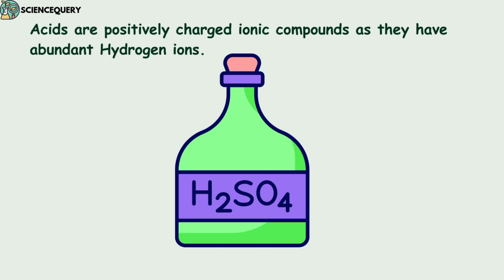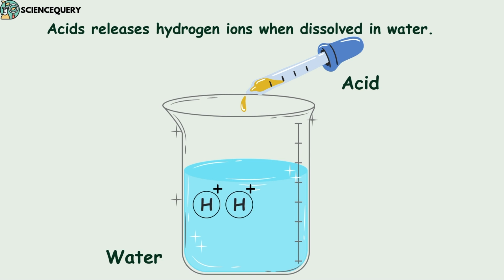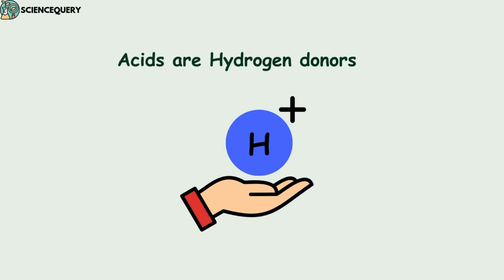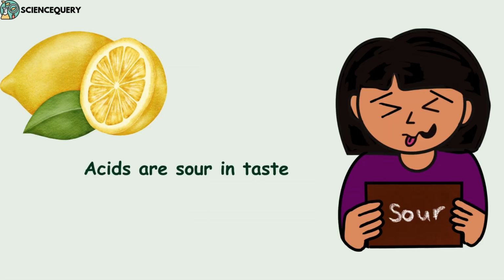Hence, they are positively charged ionic compounds. Acid releases hydrogen ion when dissolved in water. Hence, acids are also known as hydrogen donors. Now let us see some of the physical characteristics of acid.